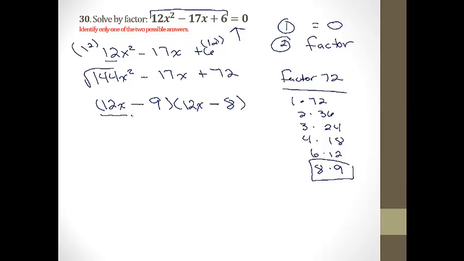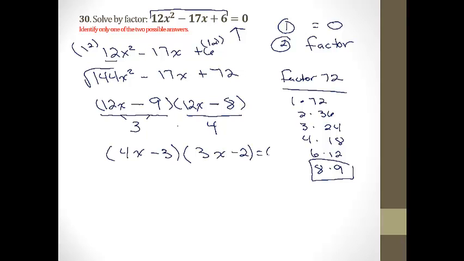And if you're using Colombian method, the last step is to divide by whatever's common. So 12x and 9 have a 3 in common. 12x and negative 8 have a 4 in common. And the 3 times the 4 makes the 12 we started with, so we're good. We're going to divide both these terms by 3. So we have 4x minus 3 times 3x minus 2.